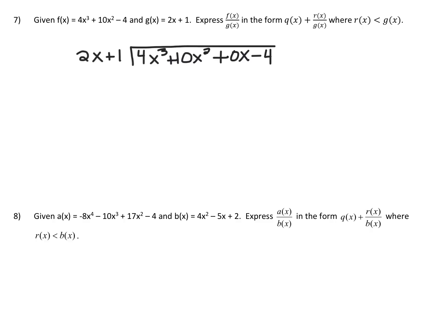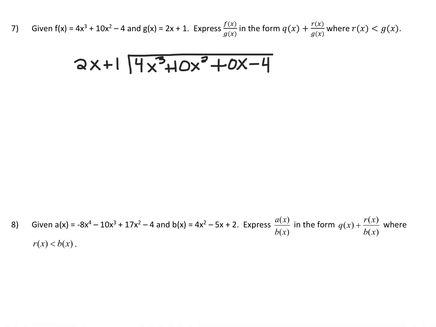Okay, now if you notice the expression they give us, look at this expression, right? They give us an x to the third term, then an x squared, and we're missing that x to the first term before they give us our number. So I put a placeholder here, plus 0x. All right, so let's start this long division process.